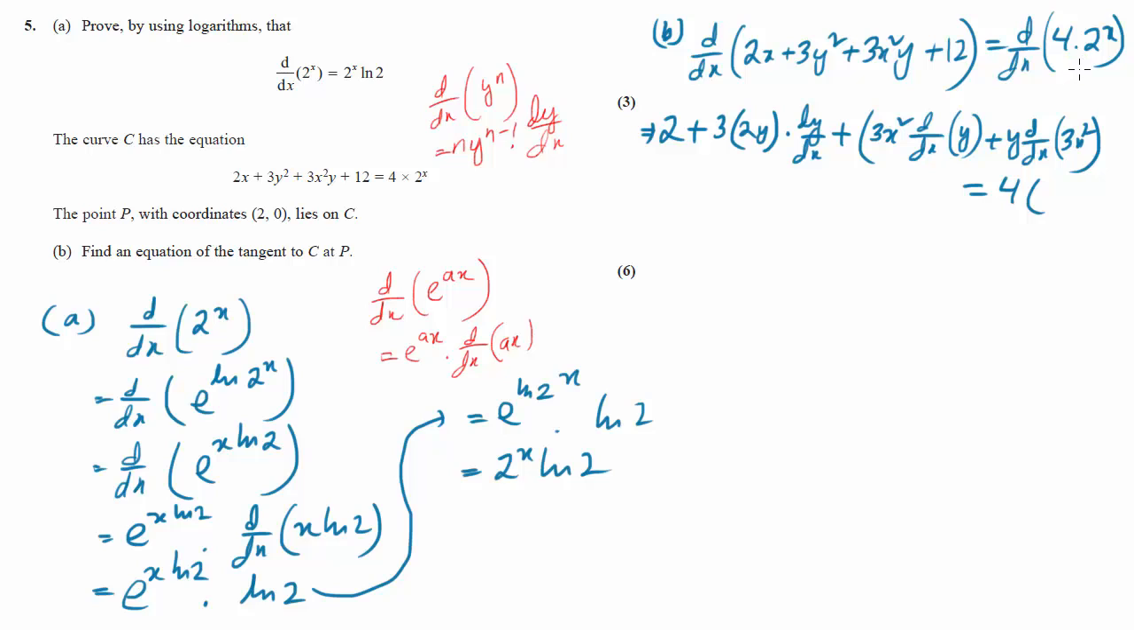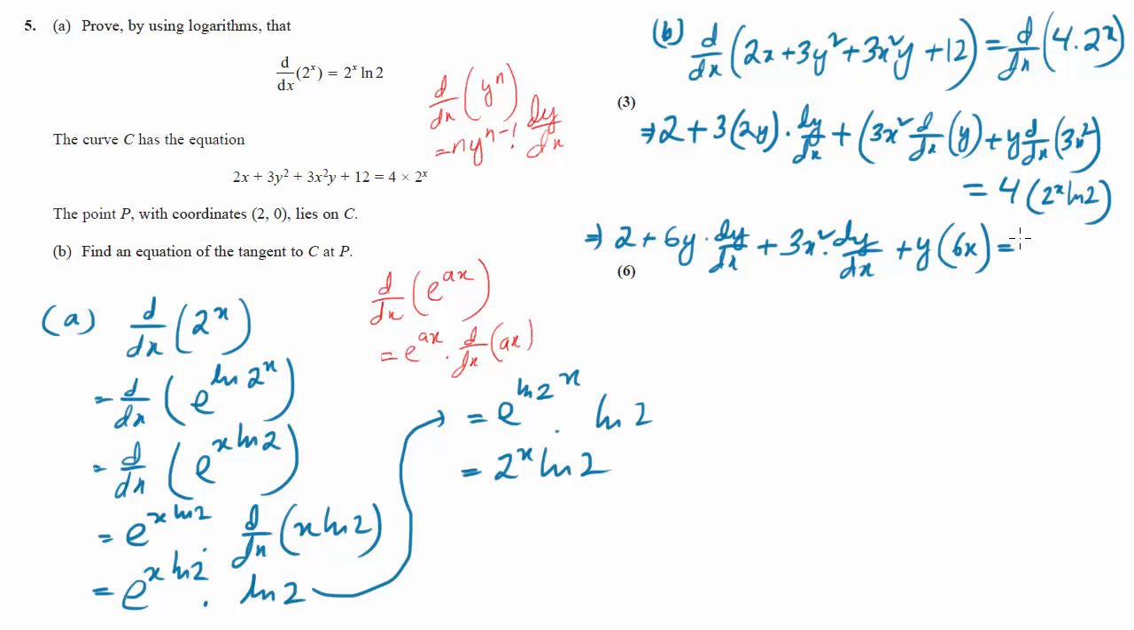Now d by dx of 2 to the power x, we just did this, d by dx of 2 to the power x is 2 to the power x ln 2, so that's it. Now let's simplify this. This is going to be 2 plus 6y dy by dx plus 3x squared, d by dx of y is dy by dx, plus y, 3x squared is 6x, equals to, we can write 4 ln 2, and this is multiplied by 2 to the power x. Now from here we have to find dy by dx.